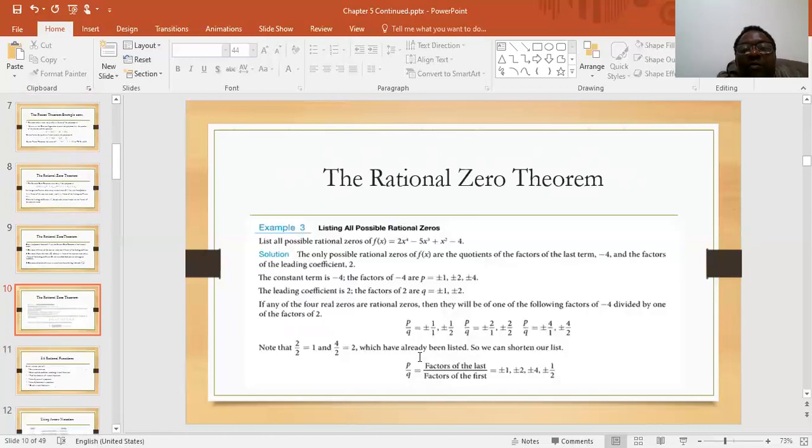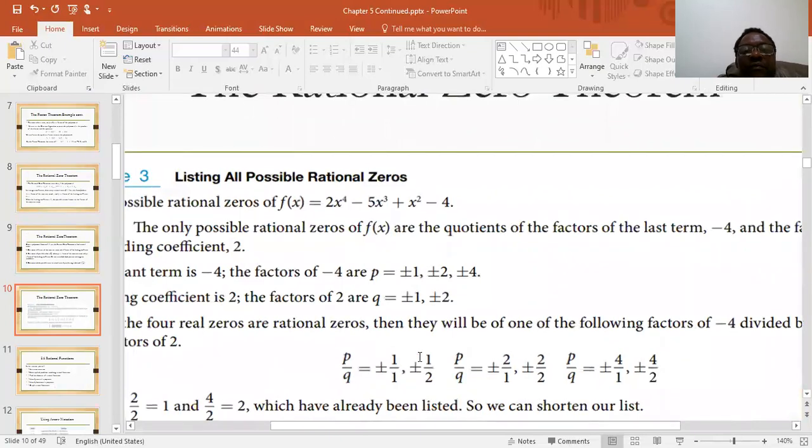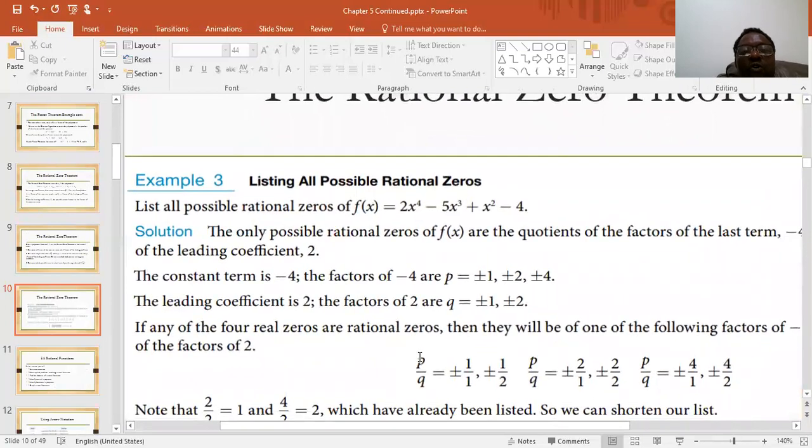So consider the polynomial function f of x equal to 2x^4 minus 5x cubed plus x squared minus 4. So the constant term is minus 4, and the possible values of p are plus or minus 1, plus or minus 2, and plus or minus 4. The leading coefficient is 2, so the possible factors of 2 are plus or minus 1, plus or minus 2.